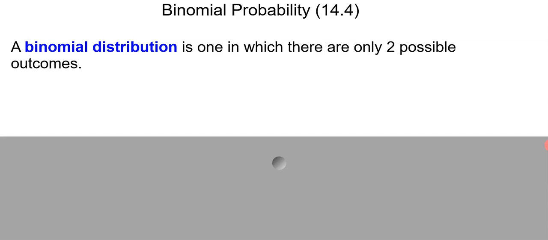Today we're going to learn about binomial probability. The word bi means two here, like a bicycle. So a binomial distribution is one in which there are only two possible outcomes. You might think of flipping a coin.